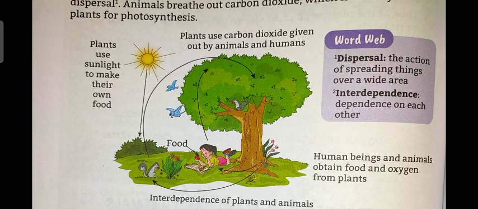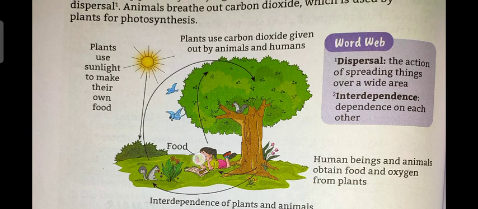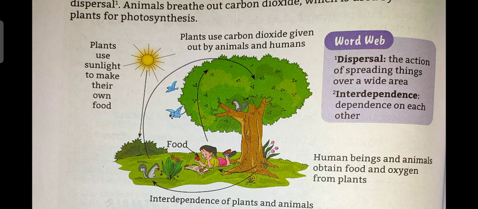In this picture we can see plants give us food. You see the birds, they carry the seeds to far off places.